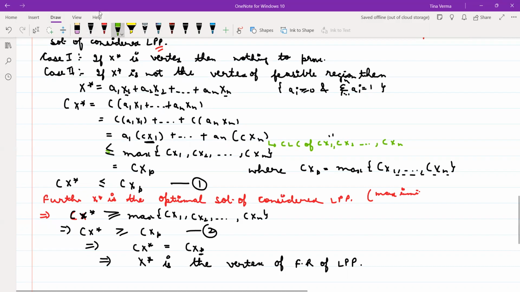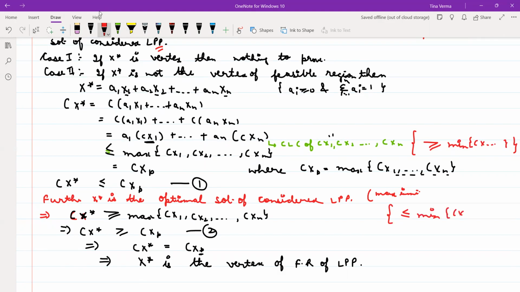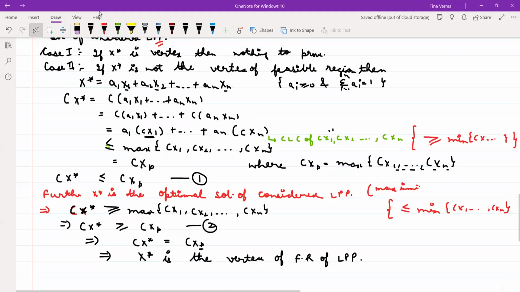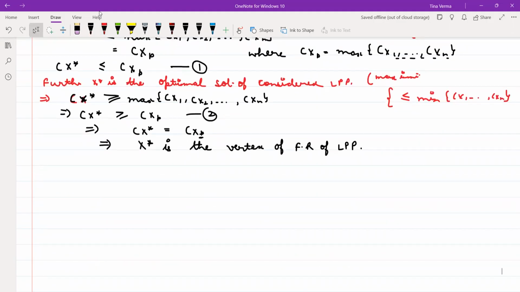The same, if you get a minimization case, here your inequality will change. Only what will change: where you had less than or equal to the max, then it will be greater than or equal to the minimum of cx1, ..., cxn. If that is your optimal solution, then here also this will change, that it will be less than or equal to the minimum of cx1 and cxn. So ultimately you will get the solution at the vertex. So you can remember that when we did graphical solution, हमने हमेशा ही vertex पे निकाला. That's the reason, because the optimal solution, if it exists, will be on the vertex, right?